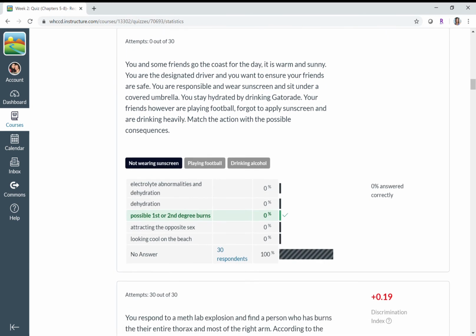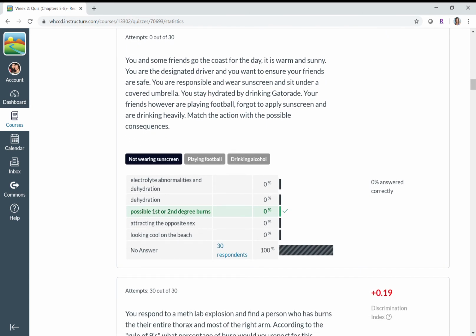The next question here is one I gave points back for already, so it's hard to see who answered what, but the possible first and second degree burns, I believe everybody got that right.